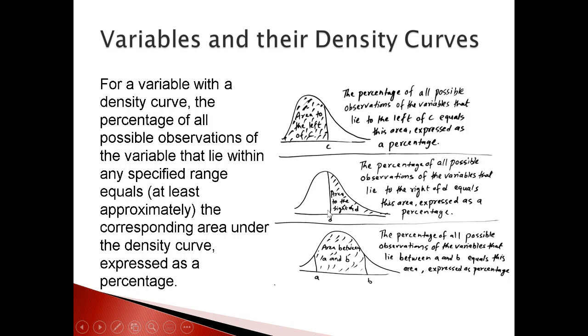Similarly, in this another example, for the area to the right of D, the percentage of all possible observations of the variable that lie to the right of D equals this area. And here, if you have two values, then the percentage of all possible observations of the variable that lie between A and B equals this dotted area.